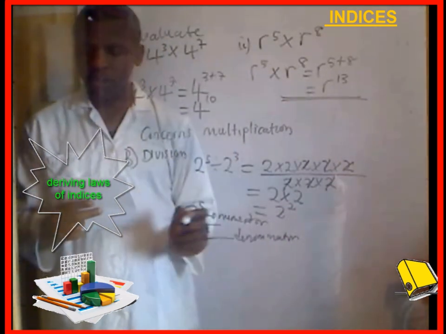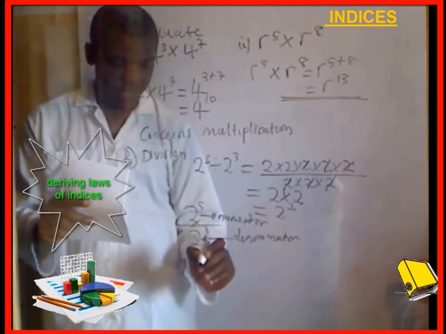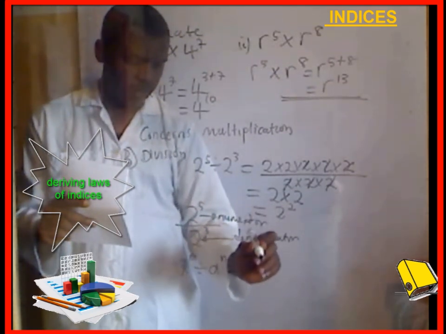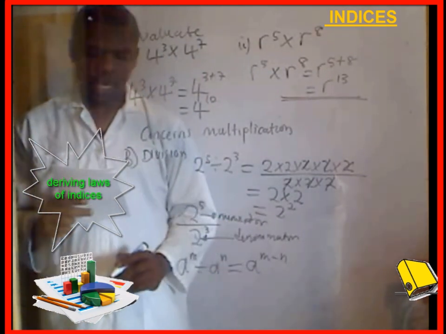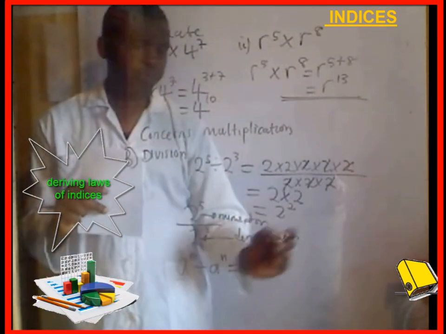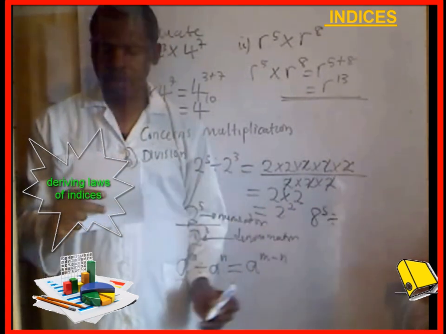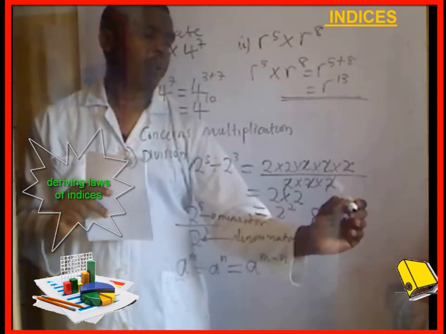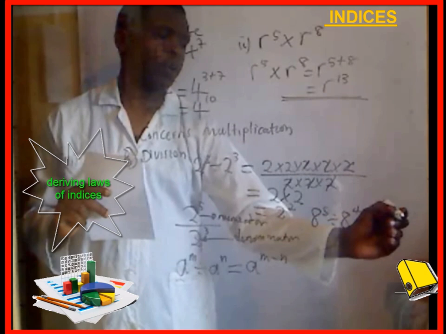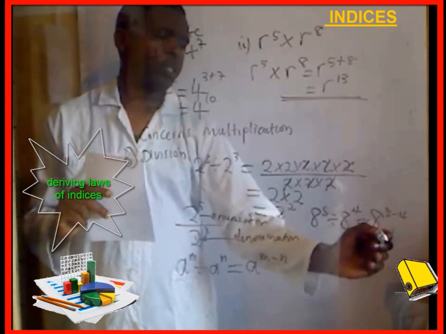So let's take our law concerning division. If I have a raised to the power m divided by a raised to the power n, this will be equal to a raised to the power m minus n. Example, 8 raised to the power 5 divided by 8 raised to the power 4. This will be equal to 8 raised to the power 5 minus 4, which is equal to 8 raised to the power 1, which is just 8.